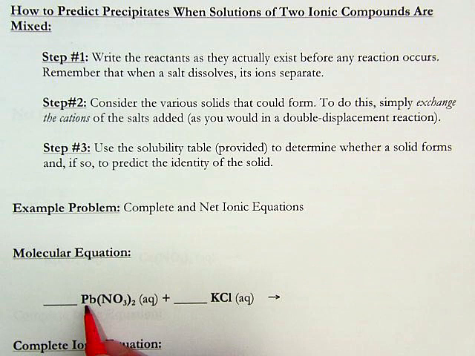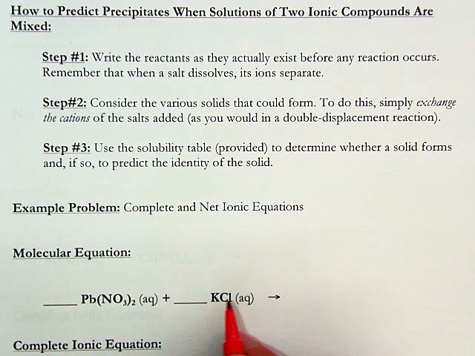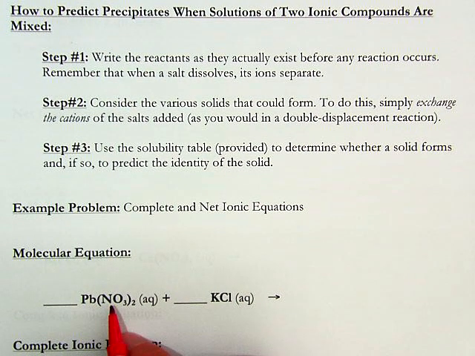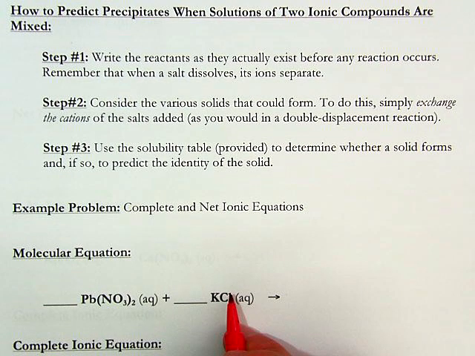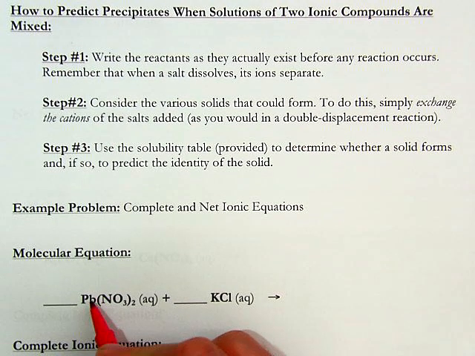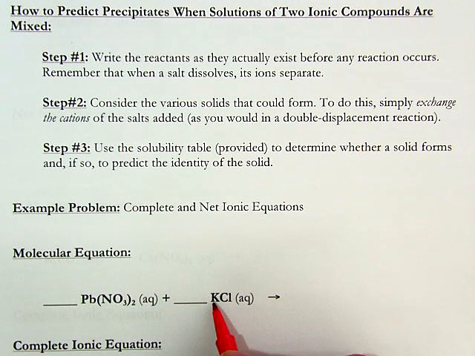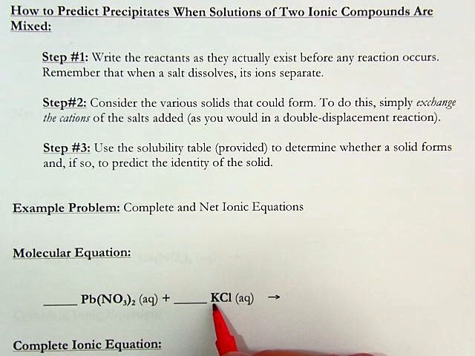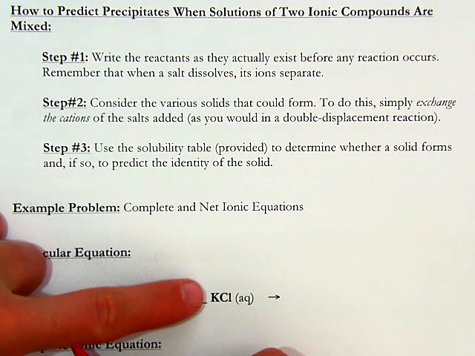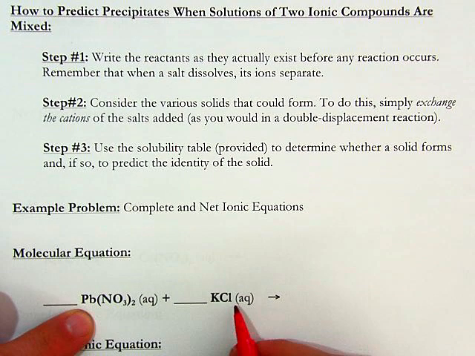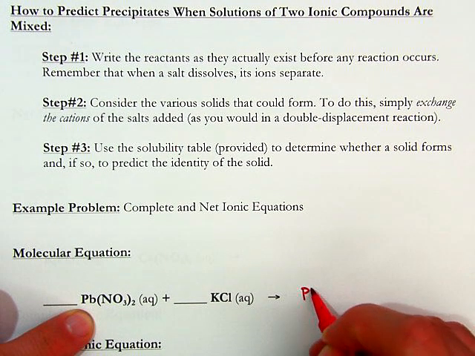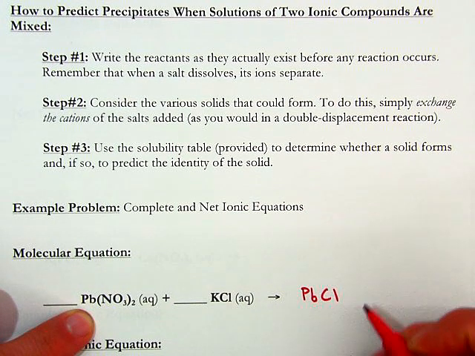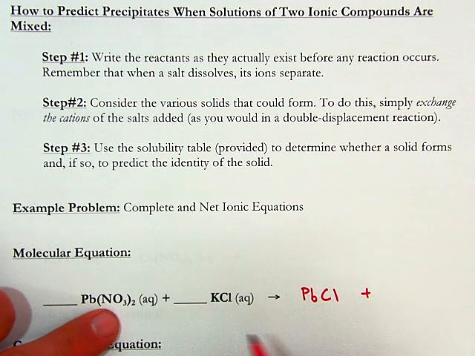So it's a metal, nonmetal, metal, nonmetal. That's a positive section, a negative section, a positive section, a negative section. Now, this is going to be a double displacement reaction, which means the positive section of one is going to switch places with the positive section of the other. So Pb and K are going to switch places, so that Pb is now going to be with Cl, and K is now going to be with NO3.